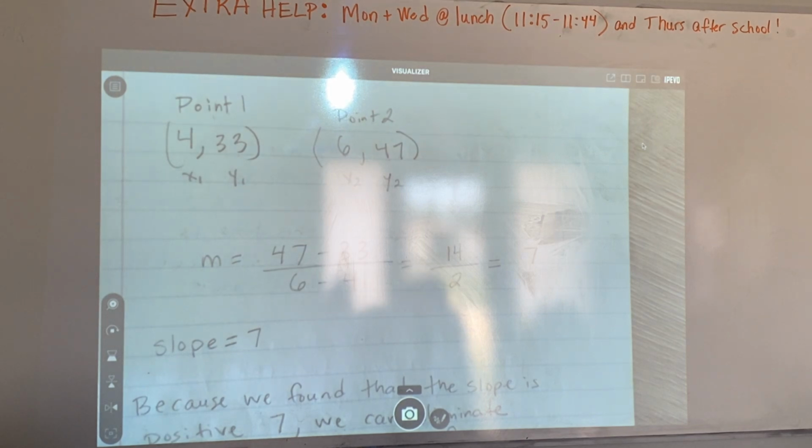Would it be correct if it wasn't negative 7? That's possible. Actually, no. Wait.